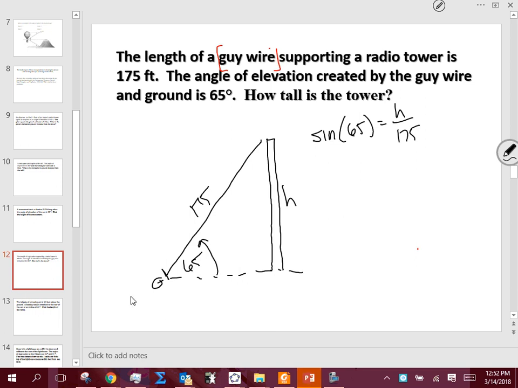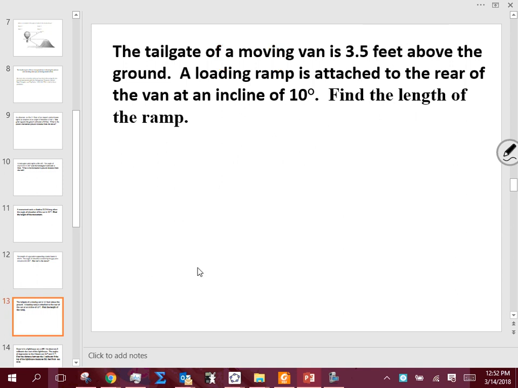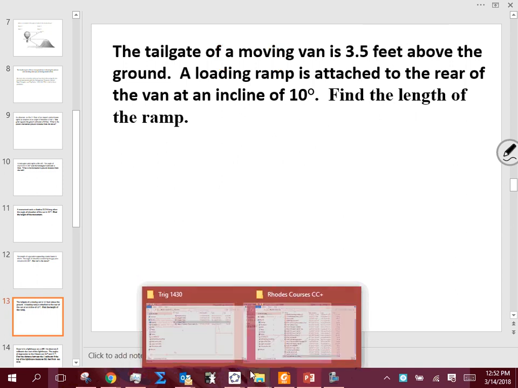Now there is one more question, and we're going to finish up with this, but it's going to take a little bit of time. So I don't want you packing up. I don't want you leaving, because it's potentially going to be on your test.